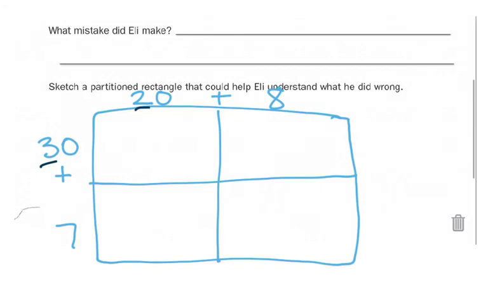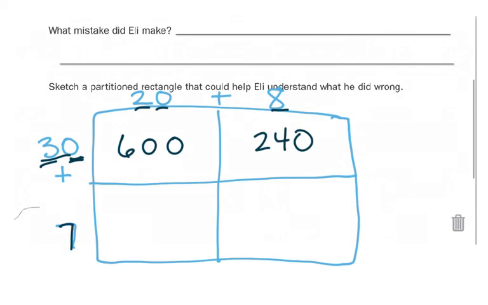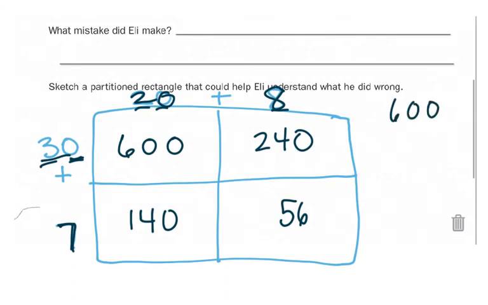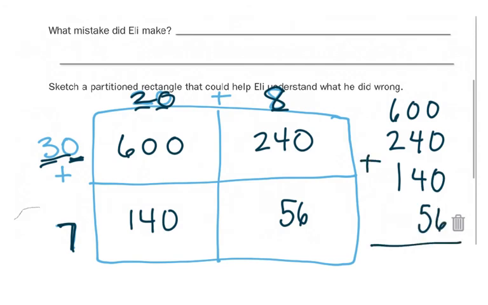So we take 3 times 2, which is 6, with 2 zeros behind it. 3 times 8 is 24 with 1 zero, so 30 times 8 is 240. 7 times 20 is 140, and 7 times 8 is 56. I will then go ahead and add all of those numbers up. And I bet you Eli can see his mistake right now. So we'll go ahead and add that.